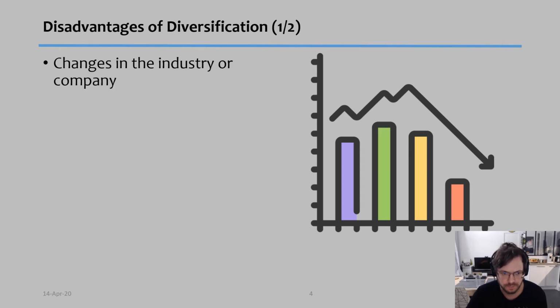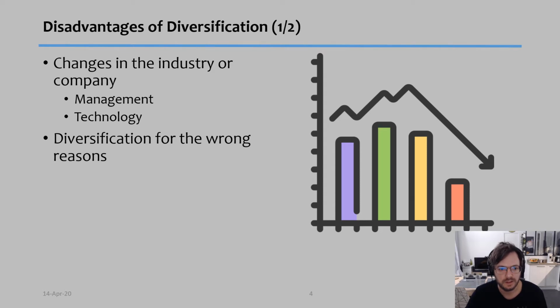First of all, this creates many changes in the industry or in the company as well, and this can be dangerous in the sense that you are creating a big change, for example, in terms of management, in terms of technology. And therefore, specifically these two changes, what it can mean is that whenever there's a big change, there's also a high probability of failure, and therefore this is what I mean that it is a disadvantage.